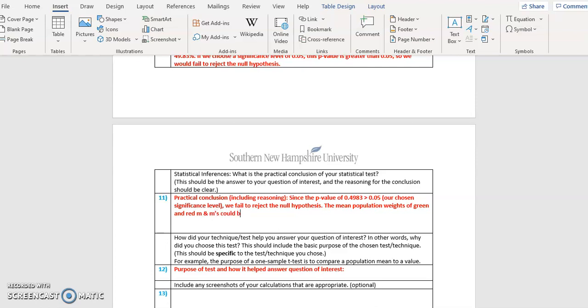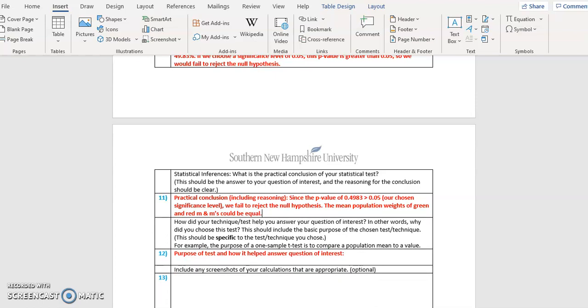could be equal. Remember, we never prove that a null hypothesis is true. We either show that it's highly unlikely or it's in the realm of possibility, it's reasonable. So we could say something like the mean population weights of green and red M&Ms could be equal, or it's reasonable to say that they could be equal. Okay, something like that.